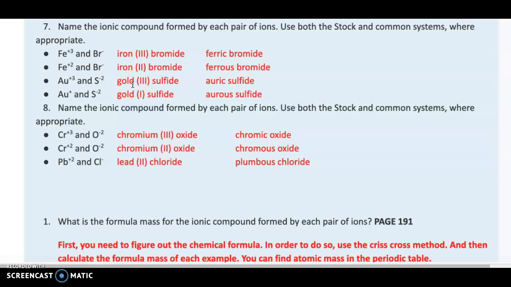If you write a stock name, you have to make sure that it has the charge of the transition metal. Your book has a table with all the transition metals, and you can look it up and see that for each transition metal there is a common system name, like ferric, ferrous, auric, aurous for gold. If you're writing just the stock name, you have to make sure that you have included the charges in parentheses for each one of them. And don't forget about the second part: bromide, bromide, sulfide, sulfide.